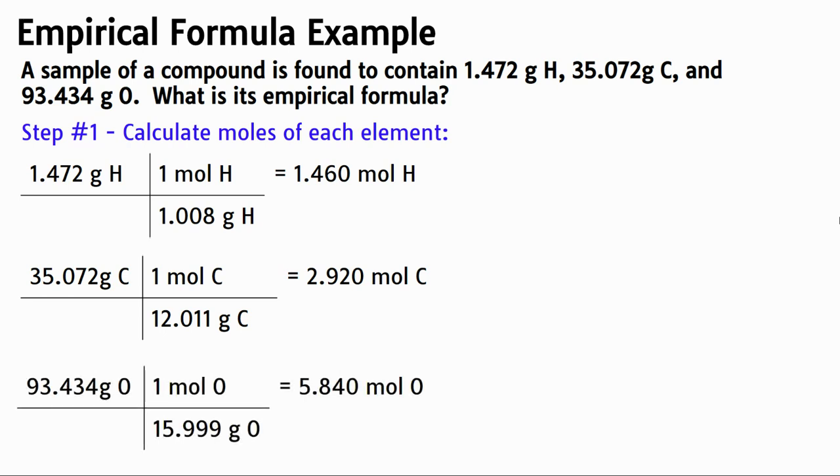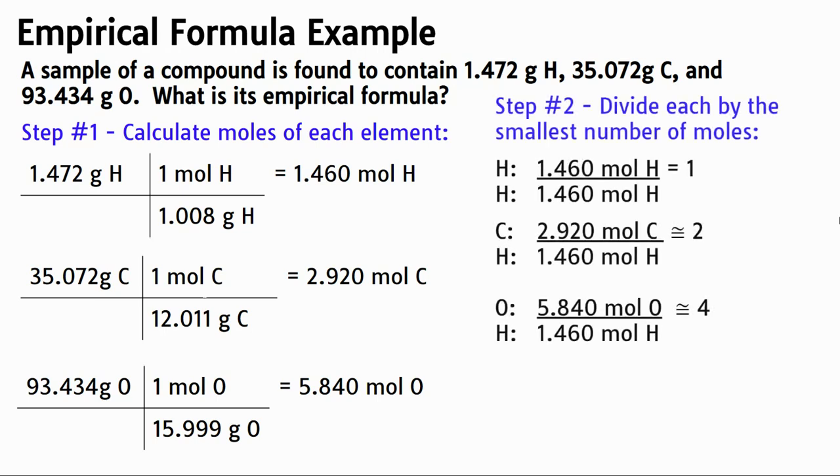If you need to review this math, I would pause this and go back and take a look again. You might also need to go back and watch the notes on atomic mass, moles, and molar mass. So that's step 1. Step 2, similar to our counting by weighing activity, which was an experience on relative mass, what we're going to do next is divide each of the numbers, each by the smallest number of moles.